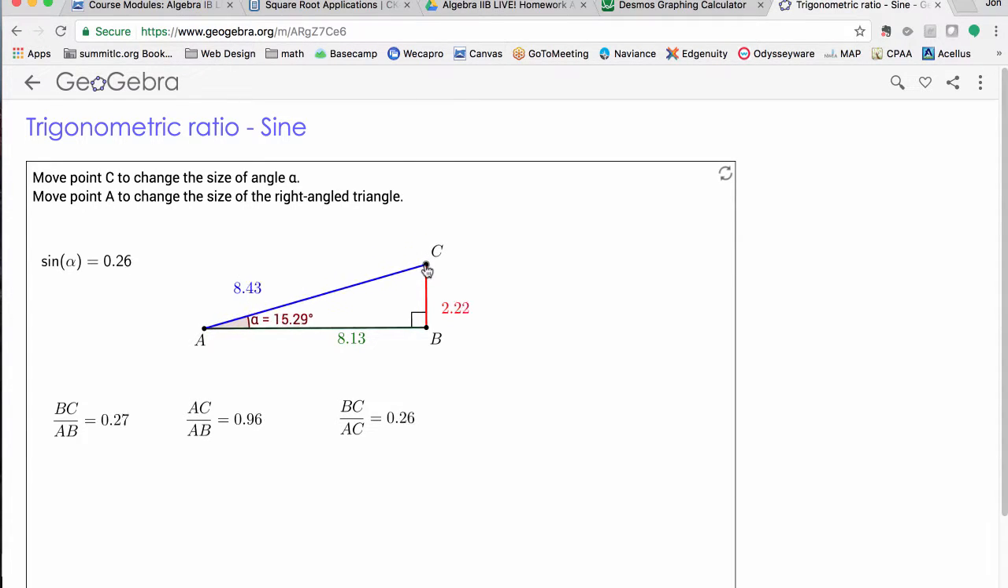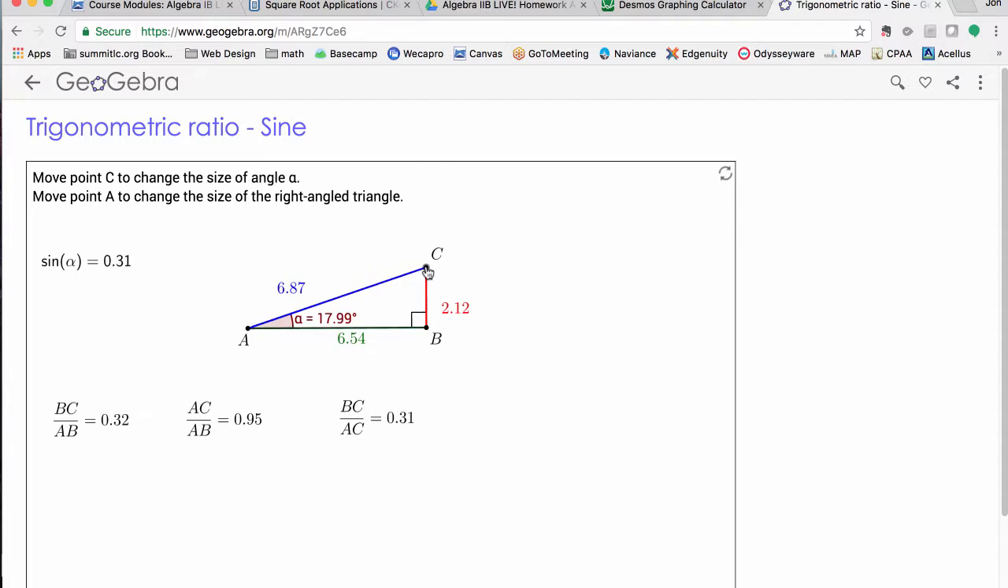I can change the triangle this way, but I can make it bigger or smaller as well. So let's make C small. And so this angle measure right here, right now it's only 6.78 degrees. That's really small. As C gets bigger, the sine value right now of that angle is pretty small. It's taking the opposite side divided by the hypotenuse. My opposite side is really small, so my sine is really small. It's 0.13.